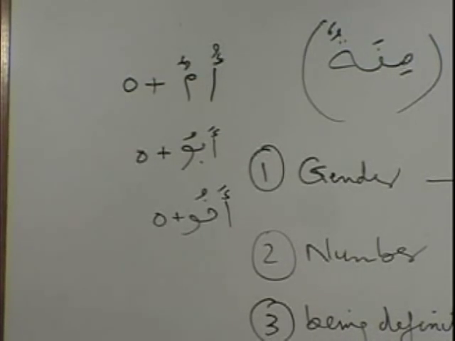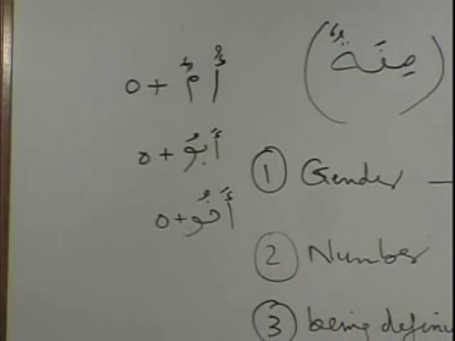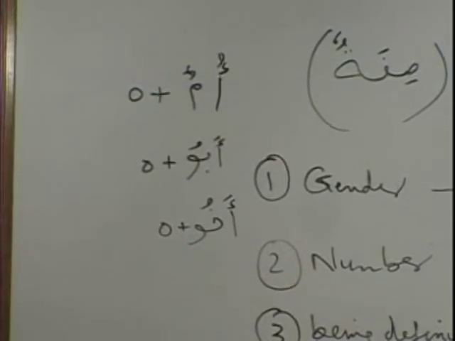Ummuhu, ummuhuma, ummuhum, ummuha, ummuhuma, ummuhunna, ummuka, ummukuma, ummukum, ummuki, ummukuma, ummukunna, ummi, ummuna. Got the idea? Okay. Now, Abu. Abuhu, abuhuma, abuhum, abuha, abuhuma, abuhunna, abuka, abukuma, abukum, abuki, abukuma, abukunna, abi, abuna. Are you with me? Akhu. Akhuhu, akhuhuma, akhuhum, akhuha, akhuhuma, akhuhunna, akhuka, akhukuma, akhukum, akhuki, akhukuma, akhukunna, akhi, akhuna.